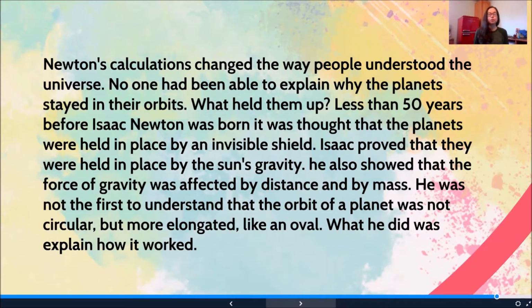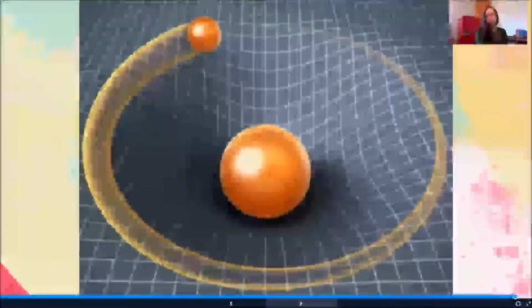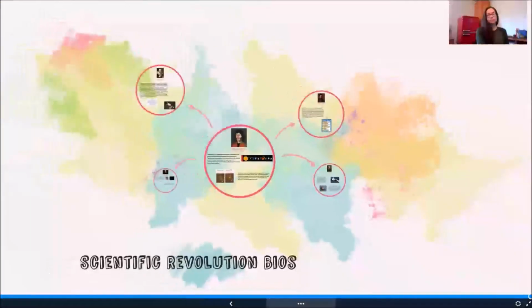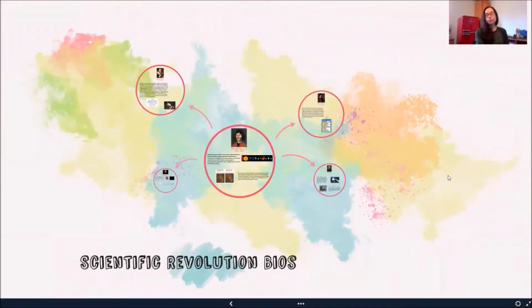He also showed that the force of gravity was affected by distance and mass. He was not the first to understand that the orbit of a planet was not circular, but more elongated like an oval. What he did, however, was explain how that worked. This is an example. If you've seen one of those quarter things at the mall where you can spin the quarter around and around until it drops, that would be an example of what's happening here. And those are some important people from the scientific revolution.